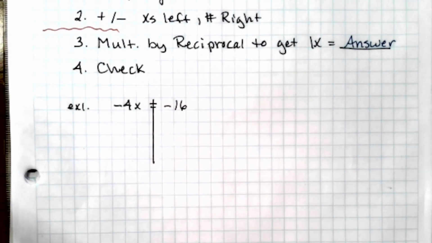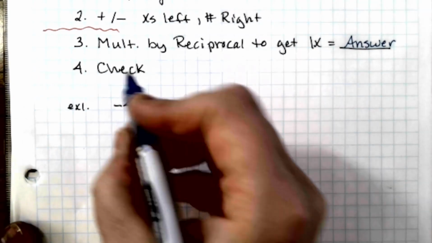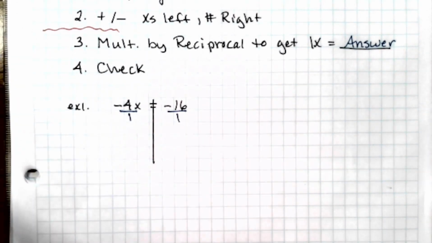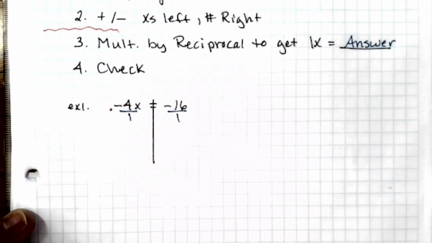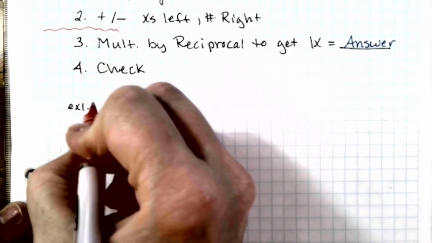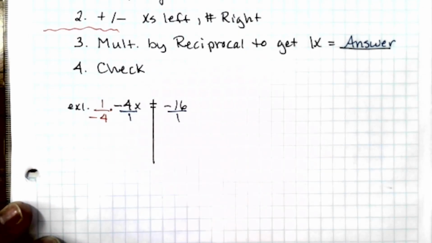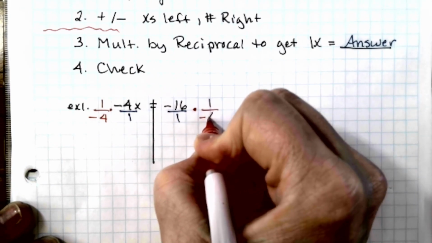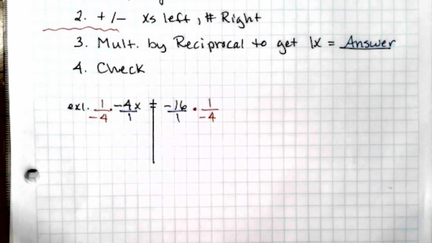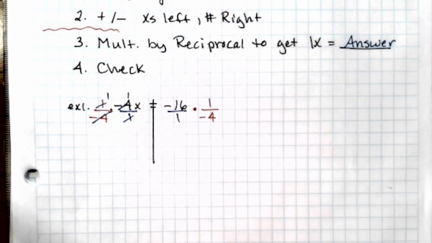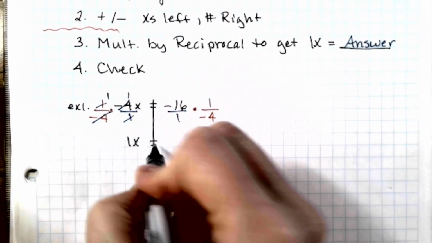So we're ready for step 3, which is multiply by the reciprocal. So when you're doing reciprocal, put all whole numbers over their invisible one. And we are going to multiply the x term by its reciprocal, which is when you flip the number, 1 over negative 4, which means we have to multiply the right by the reciprocal, 1 over negative 4 as well. The wonderful quality of reciprocals is when you multiply them, everything divides to a 1, which gives us our 1x.